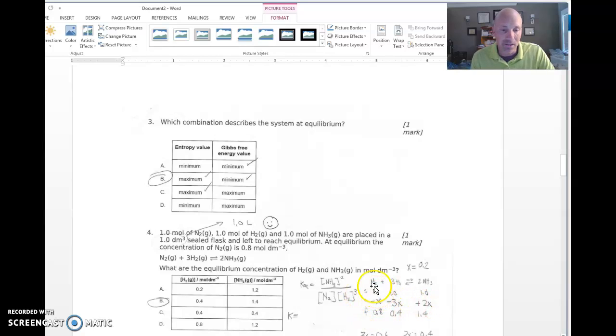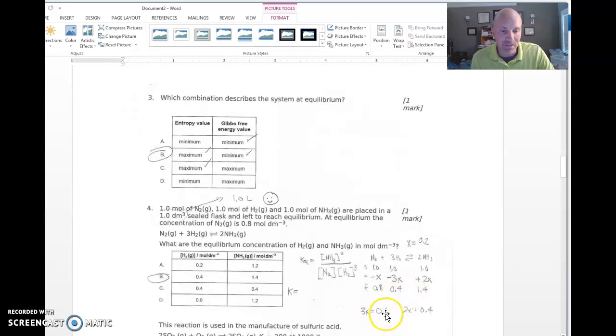So since we know that that occurs, that means that we know that our x is 0.2, because that's the difference between these. So we could figure out that 3x is 0.6, we could figure out that 2x is 0.4, and we could end up just saying, well, if this goes down by 0.6, it's going to be 0.4. Same type of situation over here, and then find the results that would be consistent with that.